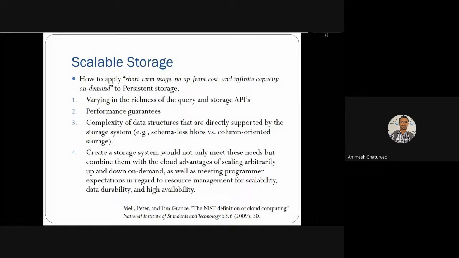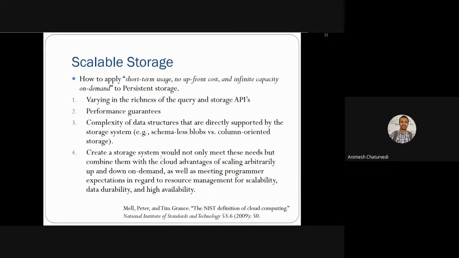And scalable storage, how to apply it for short-term usage. You don't have to worry about upfront cost, and there is infinite capacity on demand, and that would help you with persistent storage. What does it mean? Scalable storage could be done when you have short-term usage, very short term, with very little or no upfront cost. Then you have infinite capacity on demand for such persistent storage. So this is what is meant by scalable storage: short-term usage, no upfront cost, infinite capacity, on-demand usage.